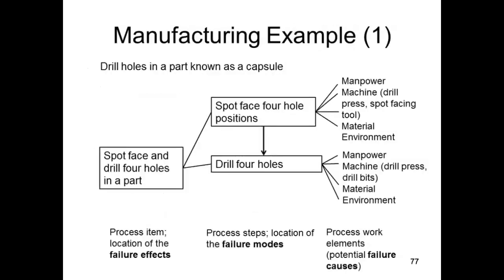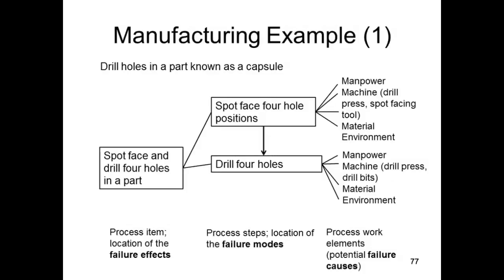This one is a manufacturing example, going from occupational health and safety back to manufacturing. Drill holes in the part known as a capsule. This is again from Shigeo Shingo's book. Now again, Shigeo Shingo isn't doing FMEA. I'm adapting his example to show how FMEA would handle it.